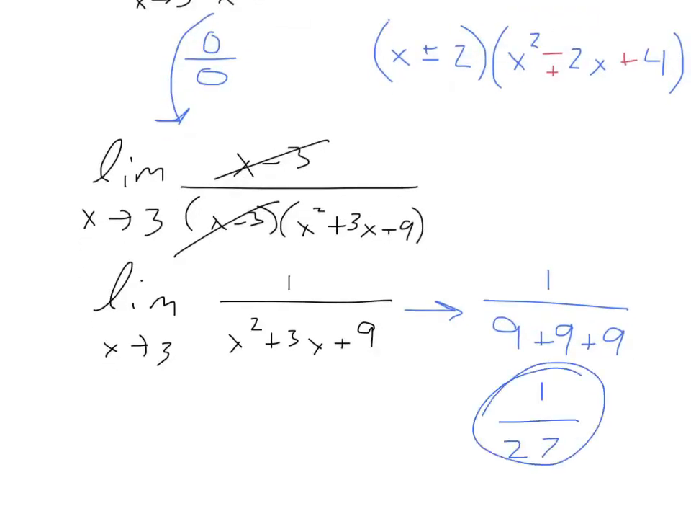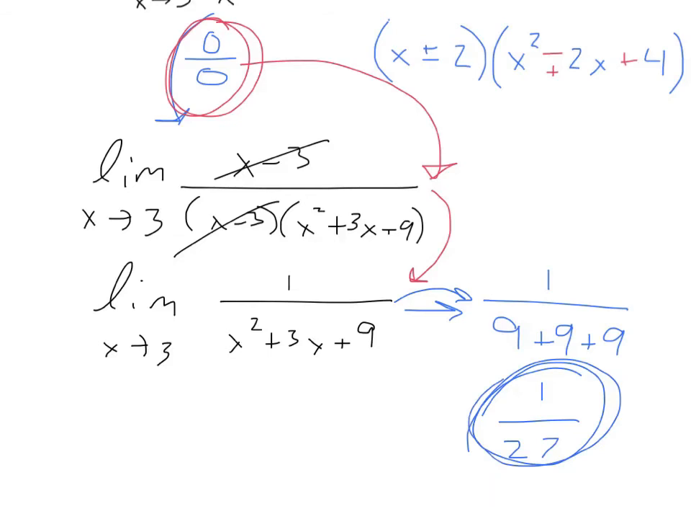So notice that I started with 0 over 0, which meant try harder. I simplified the expression, that gave me a new limit, and when I got that new limit, I tried evaluating again, and this time it worked. That means this limit does exist, this limit is 1/27.